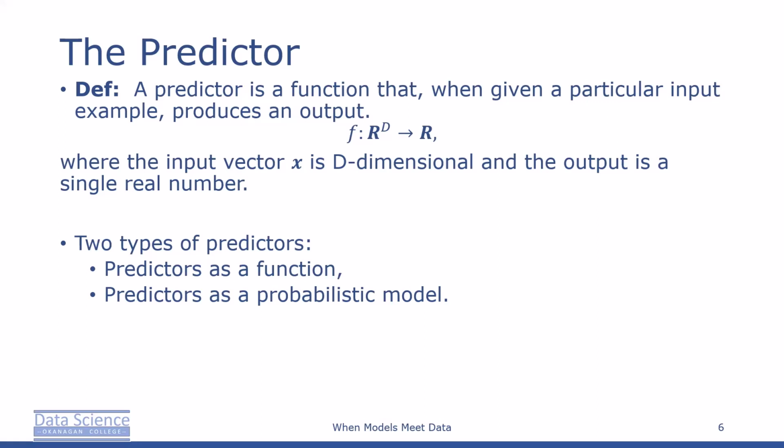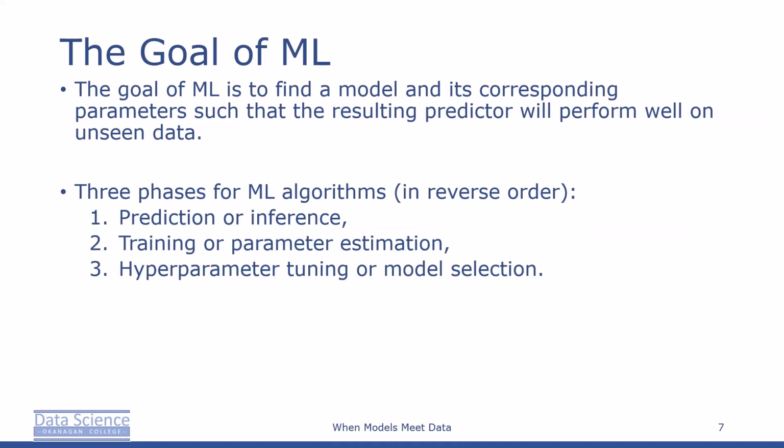Instead of considering a predictor as a single function, we could consider a predictor to be a probabilistic model. That is, a model describing the distribution of possible functions. The goal of learning is to find a model and its corresponding parameters such that the resulting predictor will perform well on unseen data. There are conceptually three distinct algorithmic phases when discussing machine learning algorithms: prediction or inference, training or parameter estimation, and hyperparameter tuning or model selection.